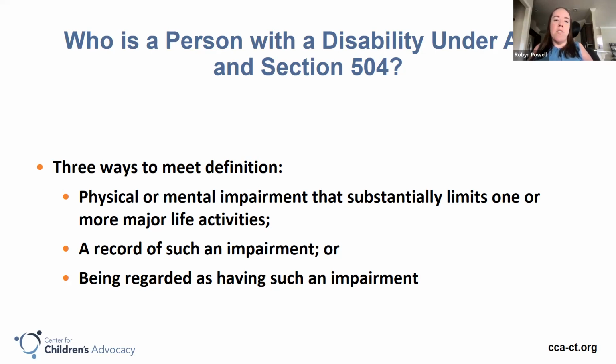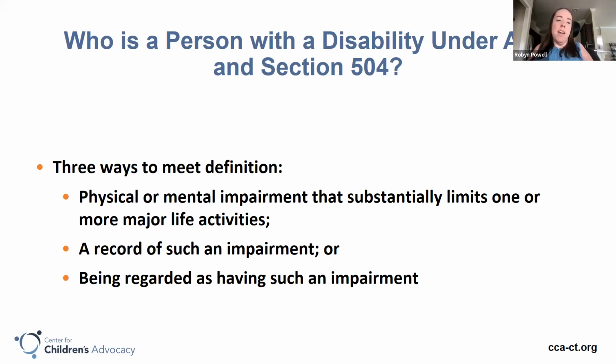So the first question then is who is a person with a disability under the ADA? And I also add Section 504, because Section 504 of the Rehabilitation Act has very similar mandates and applies whenever the entity receives federal funding, and child welfare agencies receive federal funding. So you can use both the ADA and 504, and I would encourage you to do both. I'm going to primarily talk about the ADA, but everything I say pretty much also applies to Section 504 of the Rehabilitation Act, and that starts with the definition.